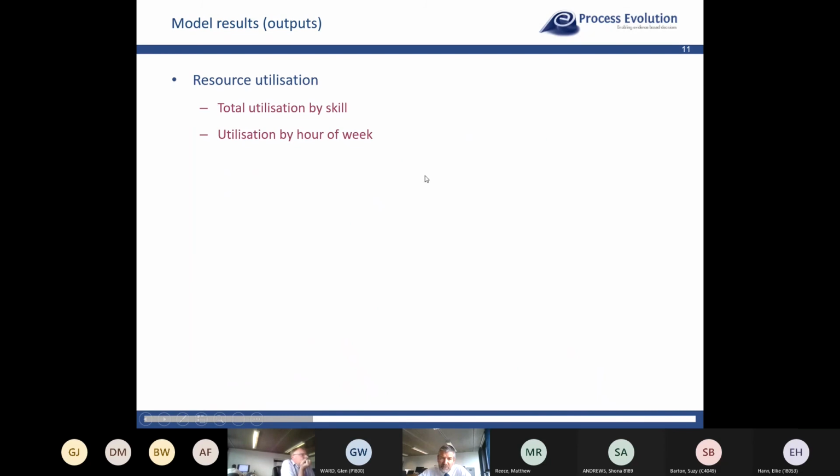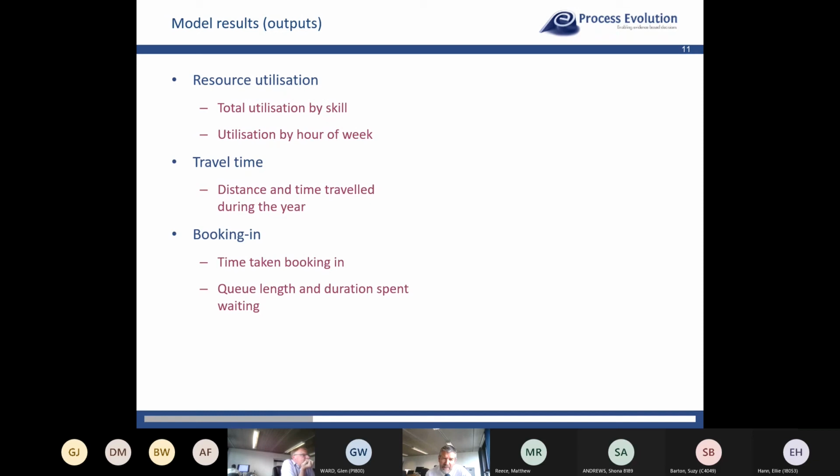And then the model outputs give you resource utilization by skill type and by hour of the week, the travel time and distance incurred during the year. So if you run one model with 5 custody suites and another model with 4 custody suites, you can look at the difference and start to quantify how much additional time is required traveling as a result of closing a custody suite. All the stuff around booking in, so how long people have had to wait in the queue before they've been booked in by the custody sergeant.